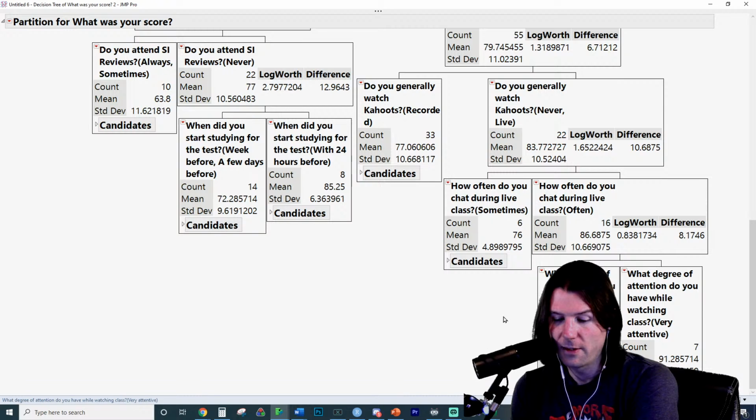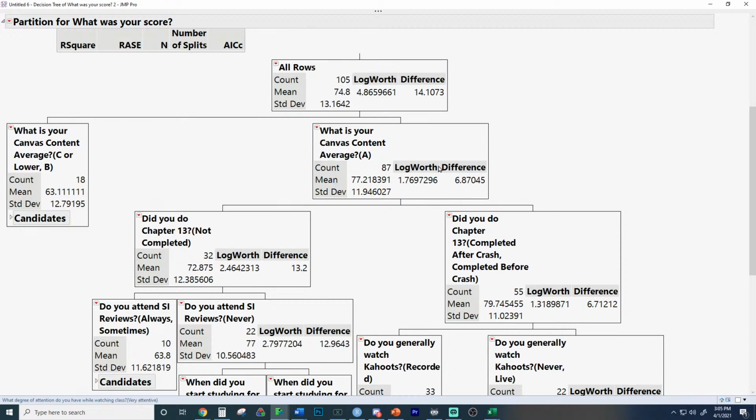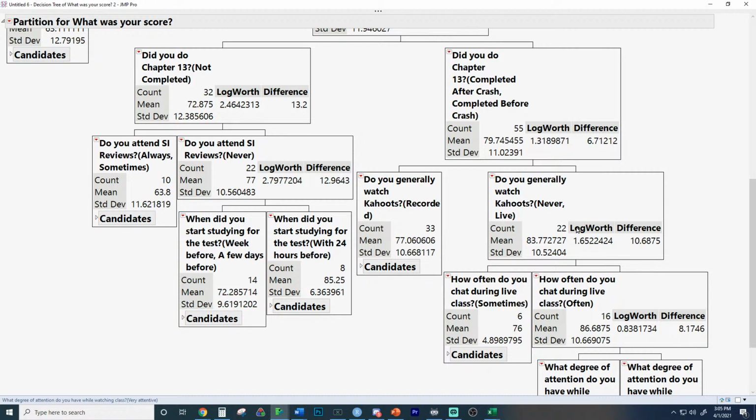So, yeah. Oh, this makes sense. Okay. So these 7 people over here on this far side have a 91 average. Can I divide them up? Nope, too small. Didn't think so. Okay, so the pathway right here, these people who made the highest grades have an A on Canvas content. They did chapter 13 at some point. They either watch live or never the Kahoots. So these people watch the recorded Kahoots. These people watch live or never.